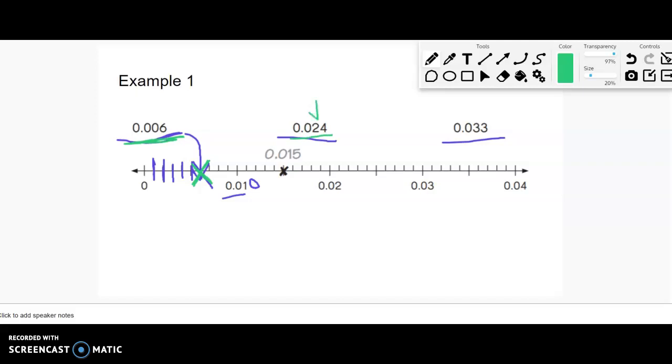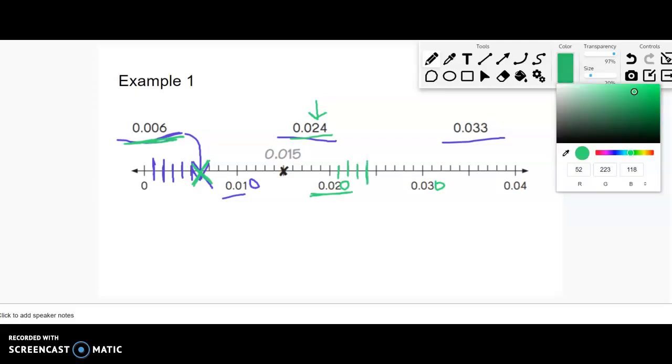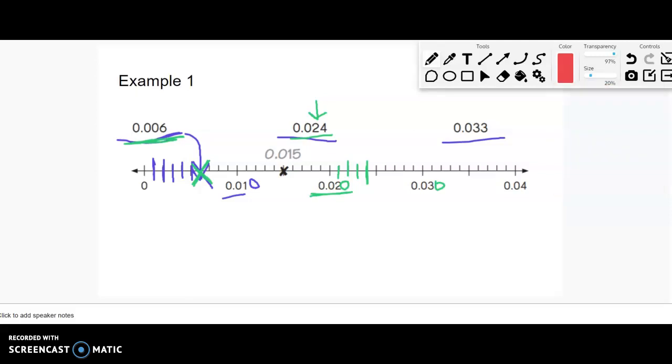Now I have 24 thousandths. Well, I know it starts at my 200th, so I'm going to start here. Change that to 20, and then I have 30, so 24 is going to be in between those. 20, 21, 22, 23, 24. I'll switch colors again. So 24 is going to go right there, in between 20 thousandths and 30 thousandths.